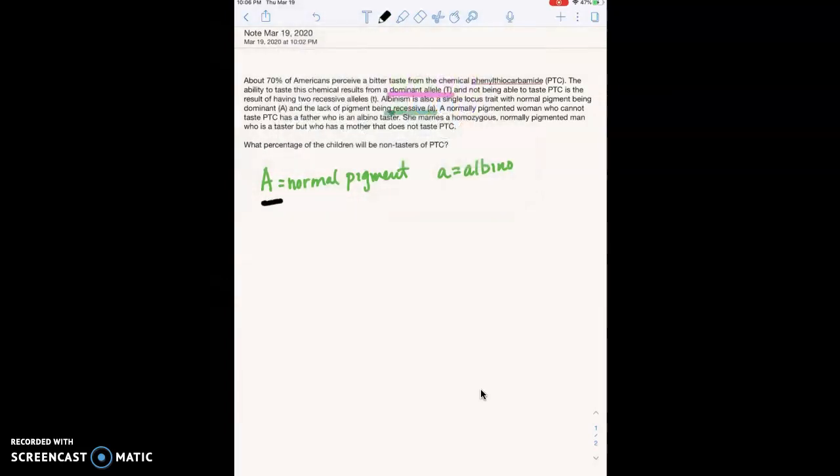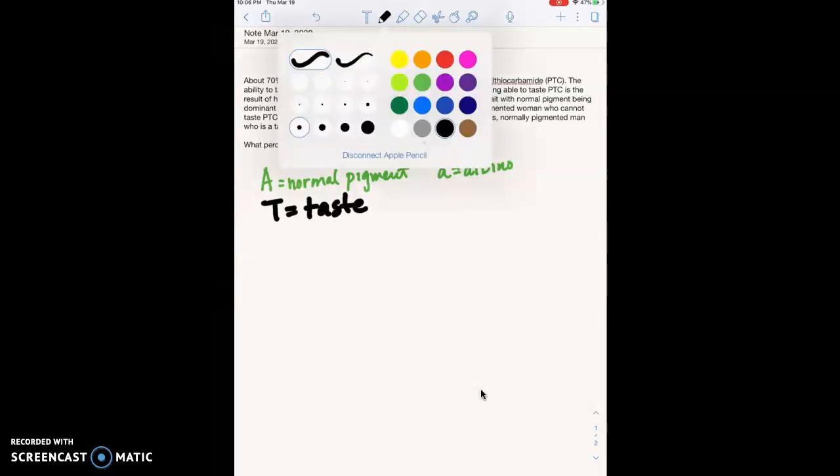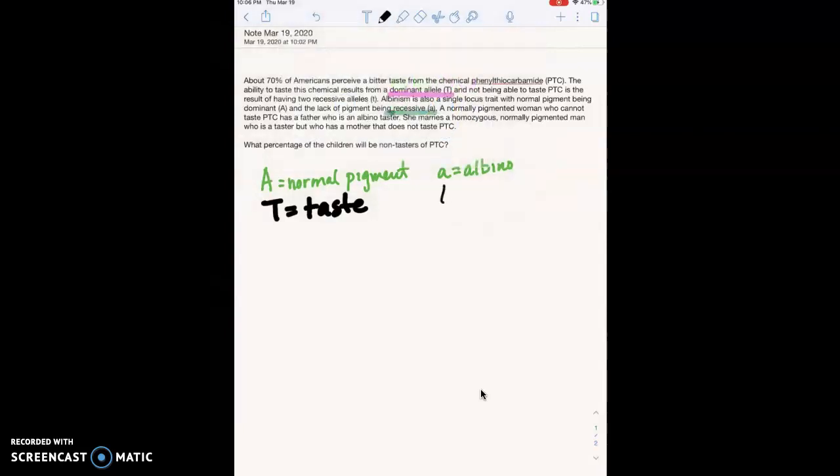Okay, and then big T is a taster, and little t is going to be the non-taster. So again, every time I do a problem, I always write down what I know. And it says a normally pigmented woman who cannot taste. Okay, so I'm just going to try to draw out this little thing. This is a woman, and she is normal pigment, so I know that she has one big A and then something. She cannot taste, so therefore she must be little t, little t.